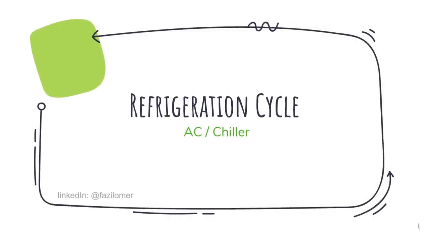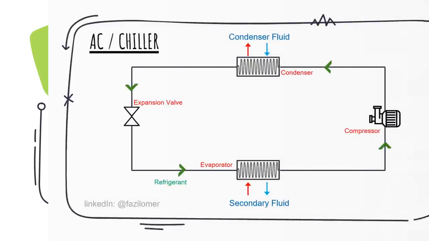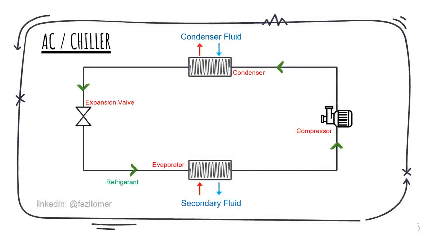Well, let us now discuss various stages of a refrigeration cycle. Please have a look at the below diagram. The refrigerant passes through a closed loop. The four components of the refrigeration cycle are evaporator, compressor, condenser, and expansion valve. In general, evaporator cools the secondary fluid. The compressor compresses the refrigerant. Compressed refrigerant gets cooled down by the condenser fluid in the condenser. The cold and condensed refrigerant passes through the expansion valve before reaching the evaporator again so that the cycle repeats. Let us look into each part closely in the coming slides.